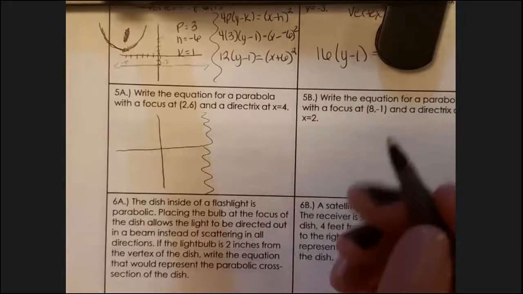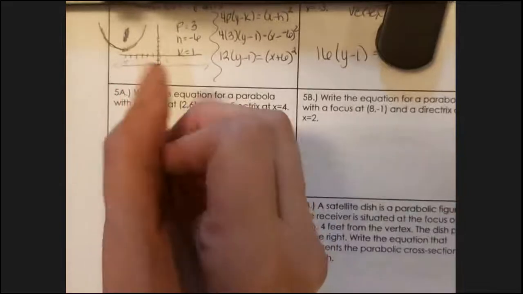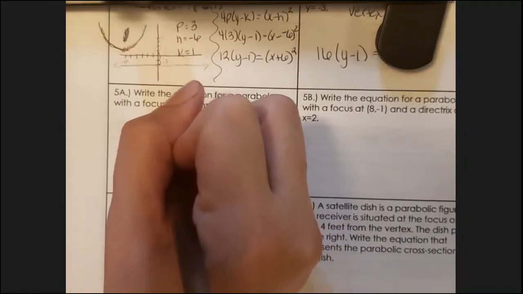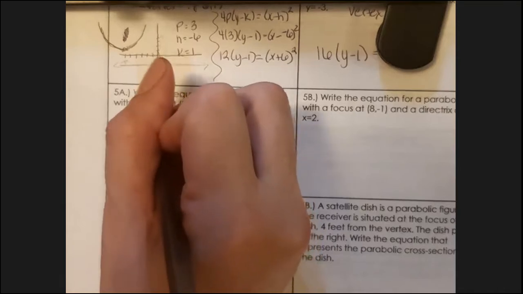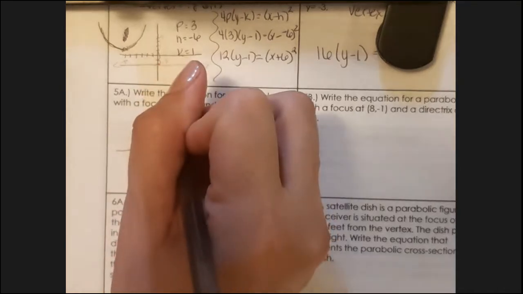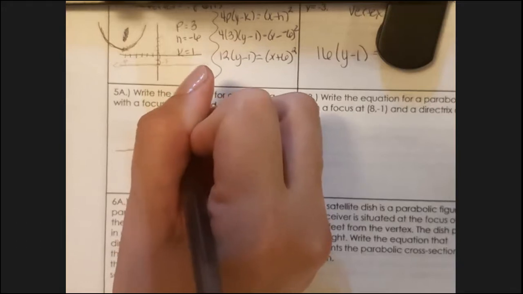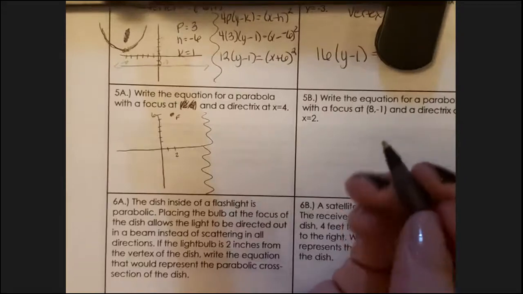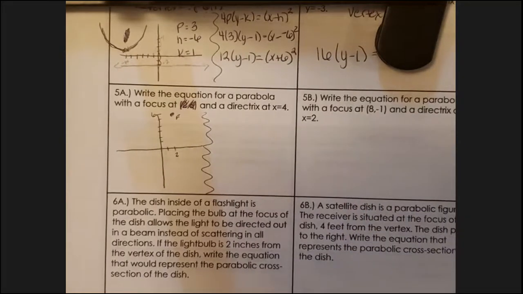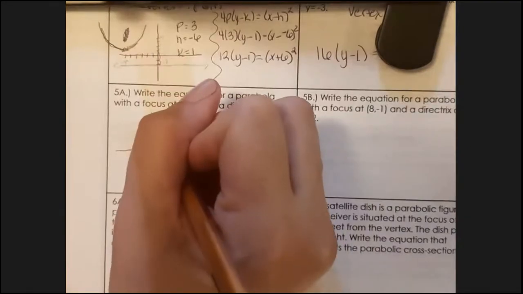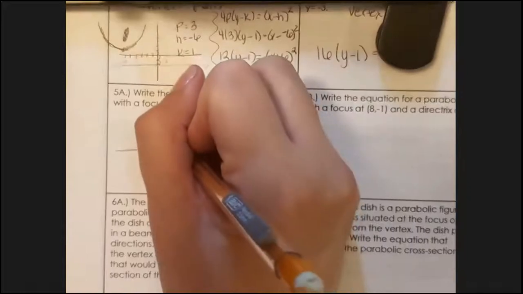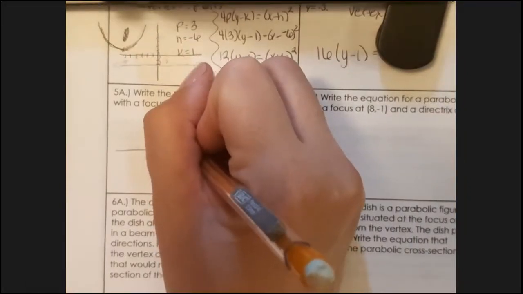But let's see, we have a focus at 2, 6. So 1, 2, and up 1, 2, 3, 4, 5, 6. So we have our focus right here. I'll cross that out, 2, 6. A directrix at x equals 4. So this would be 1, 2, 3, 4. Nope, that's y equals 4. Why do I keep doing that? X equals 4. That's 2, 3, 4.